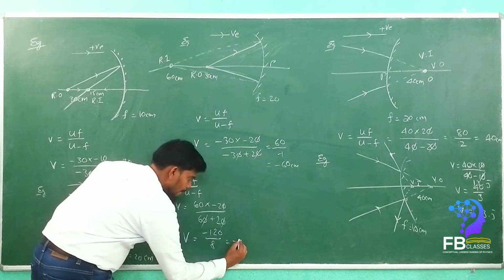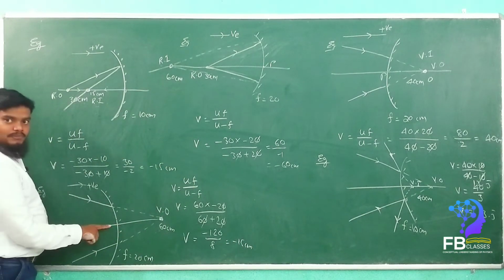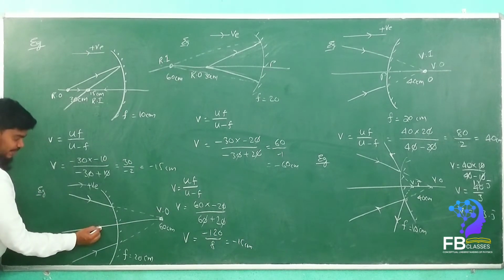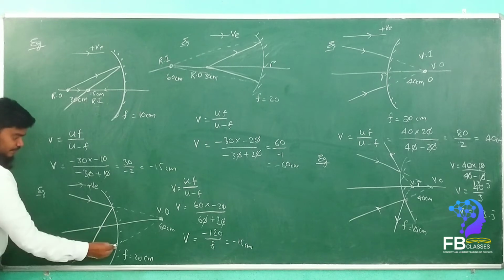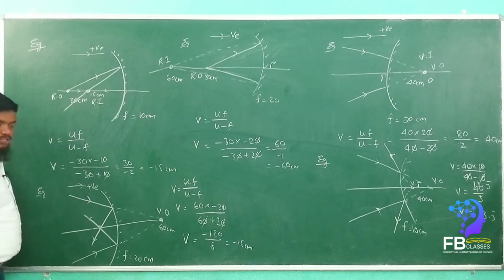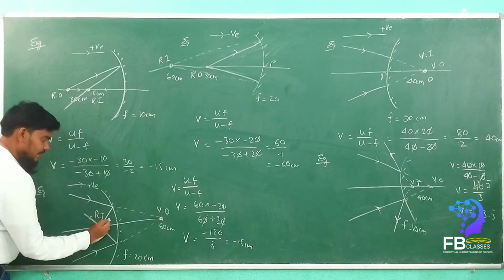That is equal to minus 15 centimeters. So minus 15 centimeters means where does it form? The minus value has come, so it will be from here? Yes, sir. Somewhere else here it forms. That means the reflected rays meet here. So is it a real object, real image or a virtual image? Real image. So this is a real image.